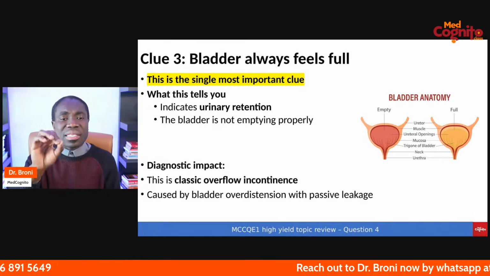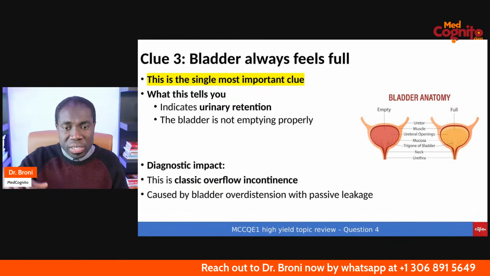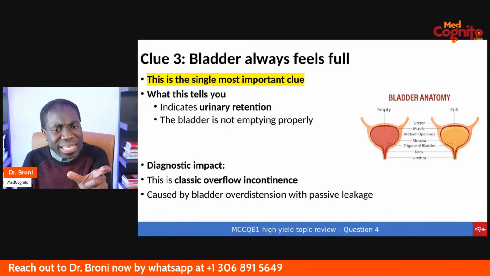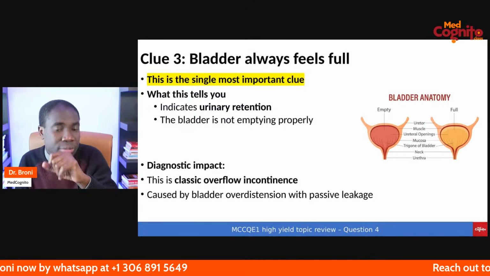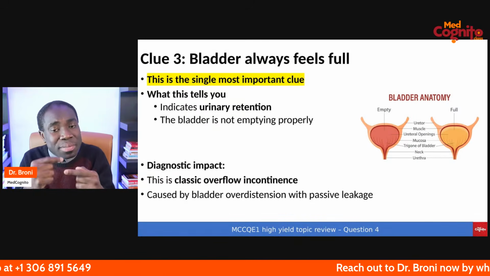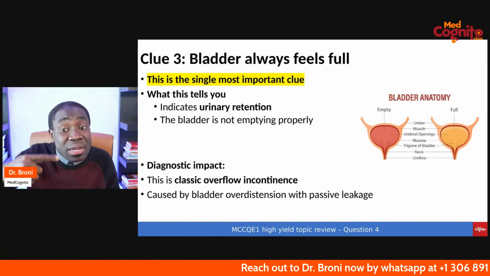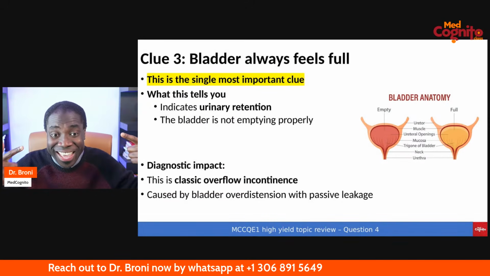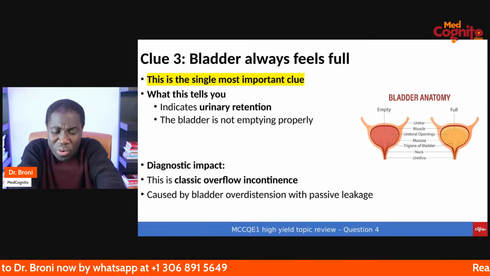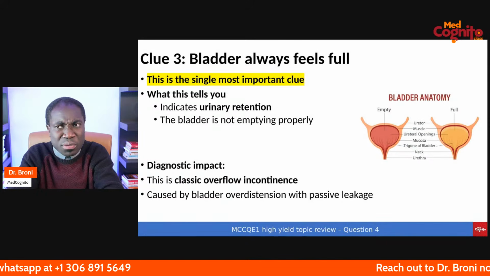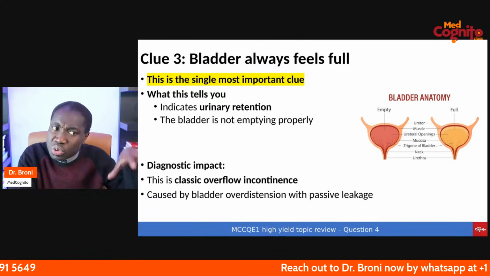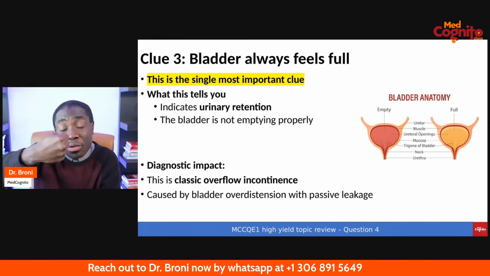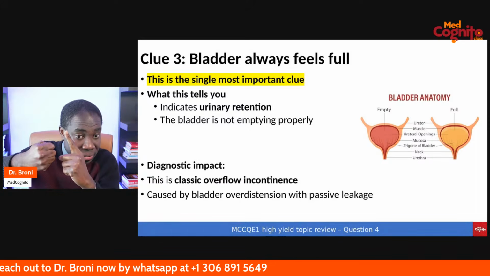And for me, this is the most important clue in the whole question. So if the bladder always feels full, it indicates that there is urine retention, and that means that the bladder is not emptying properly. Doc, look, this is how you think in the board exam. The bladder is always full. So if the bladder is always full and the guy is going to the washroom every 2 to 3 hours, why can't he empty his bladder? Because there's something blocking the mouth of the bladder, and that's the prostate, right?